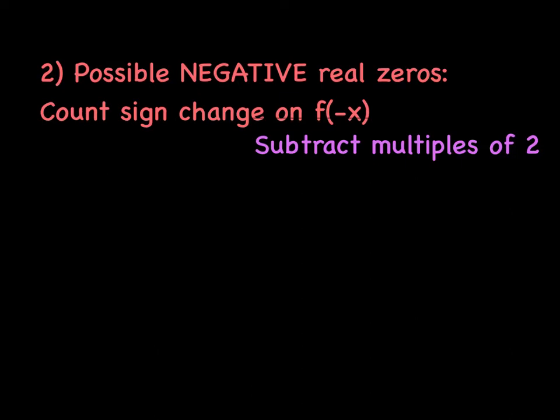Now we'll discuss the possible negative real zeros. So over here, what we're doing is everywhere we see an x, we're replacing it with negative x. We're still going to subtract multiples of 2. So pretend we have the example, 6 sign changes.